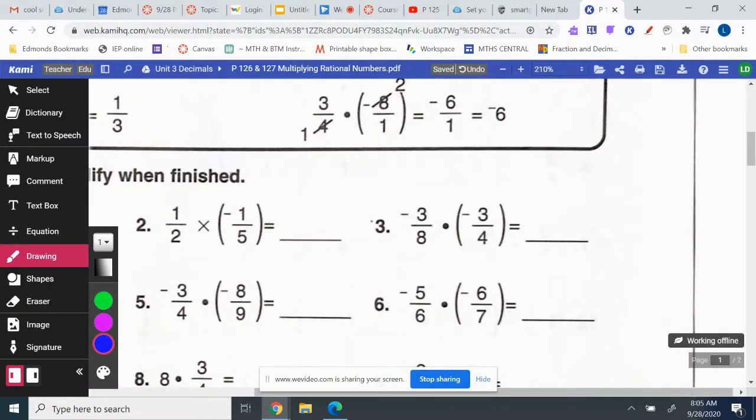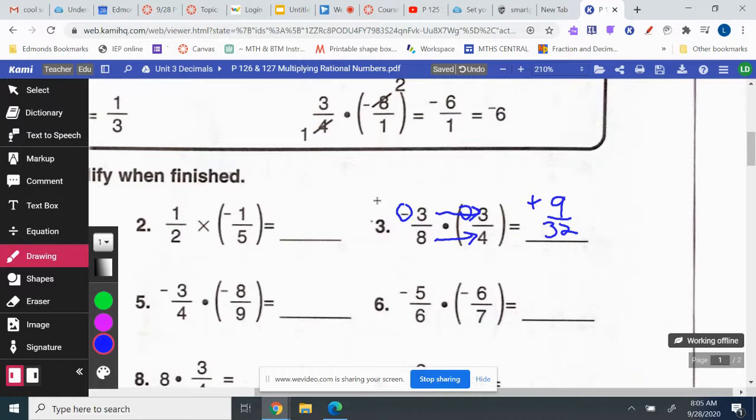So let's start with our signs first. Both my signs are negative, so my answer becomes positive because both are negative. Next, I multiply straight across. 3 times 3 is 9, and then I multiply straight across on the bottom. 8 times 4 is 32.